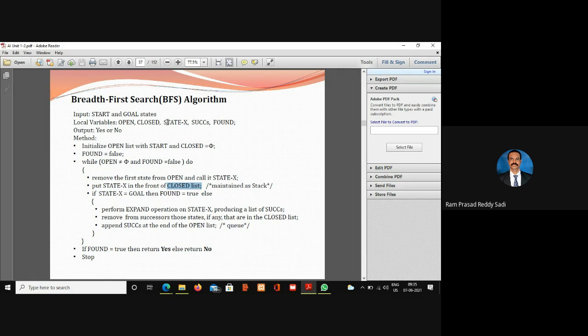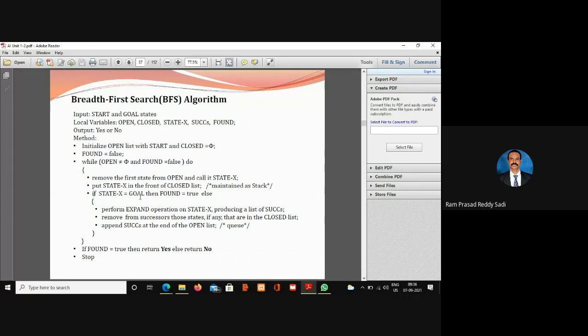That is pushed into the stack, which is maintained as stack. So if the state X is equal to goal, see here you always specify the goal state also. If the state X is equal to goal, then what do you do? You need to set this found value to true, because the initial value of found is false. If state X is equal to goal, then found is equal to true. So if this happens, if found is equal to true, what happens? Again, it goes over here, and the loop breaks.